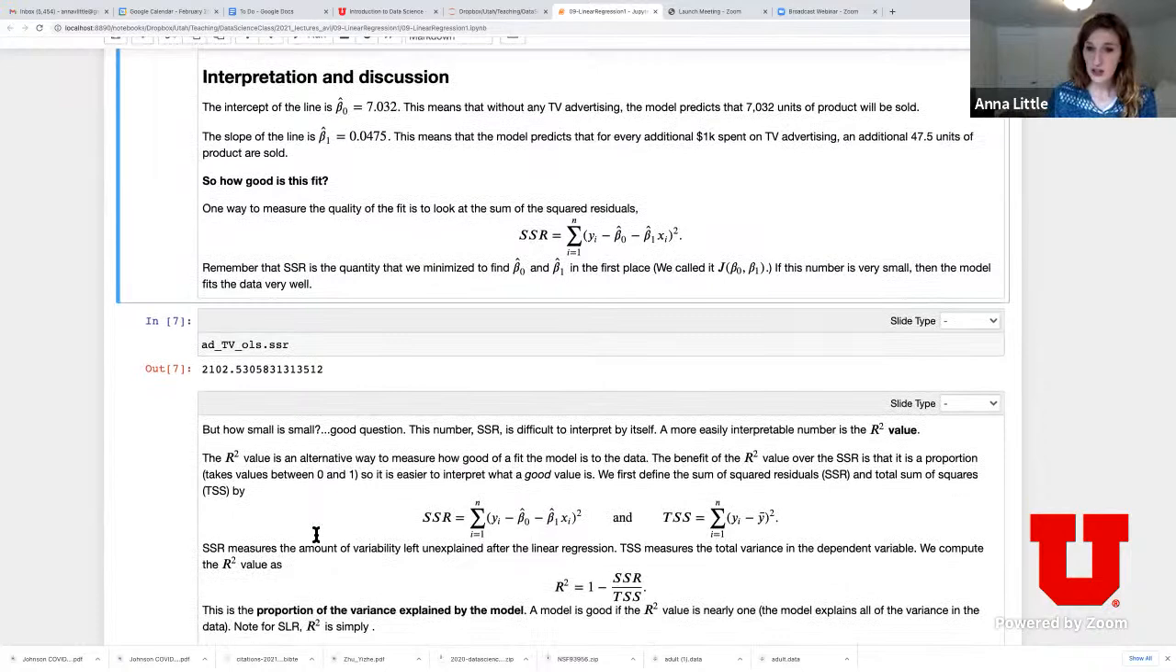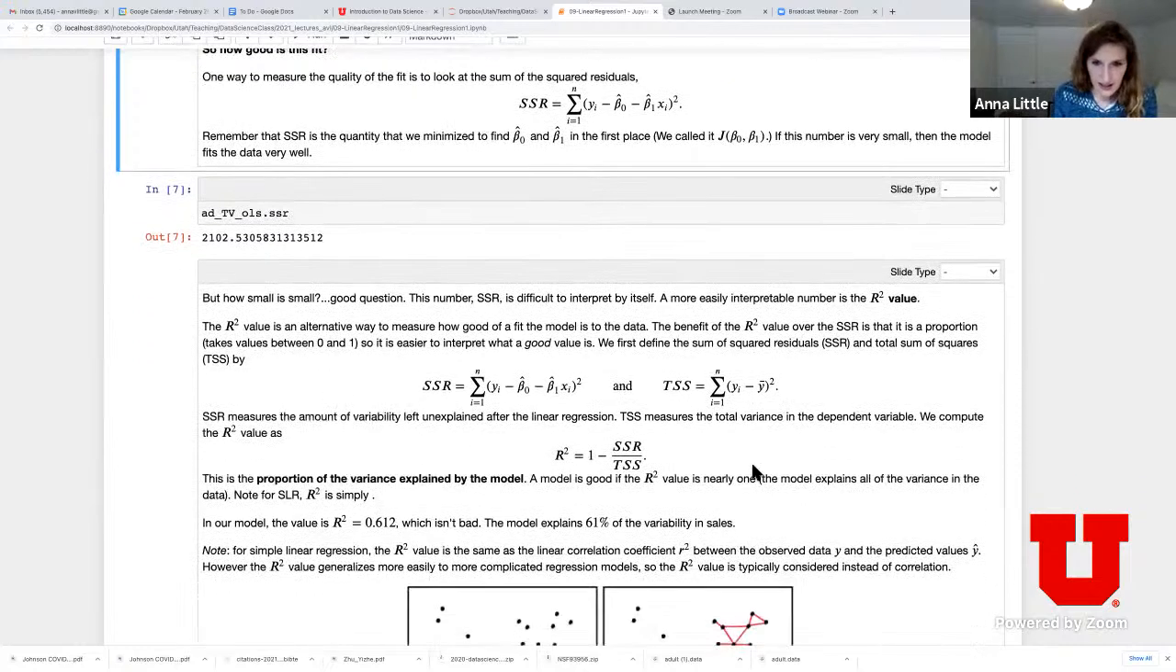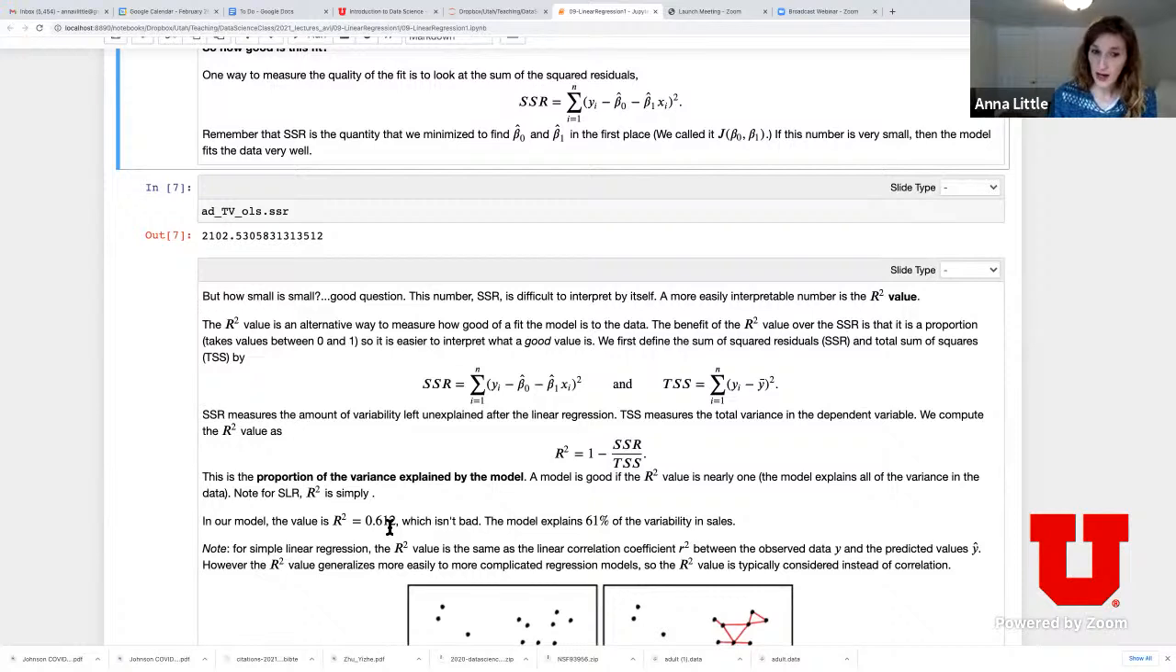So a more easily interpretable number to evaluate the quality of a linear regression is the R-squared value. How should you think of this R-squared value? You should interpret the R-squared value as telling you the proportion of the variability in the response variable that is explained by the model. So in this case, where the R-squared was 0.61, we would say that the model explains 61% of the variability in sales.